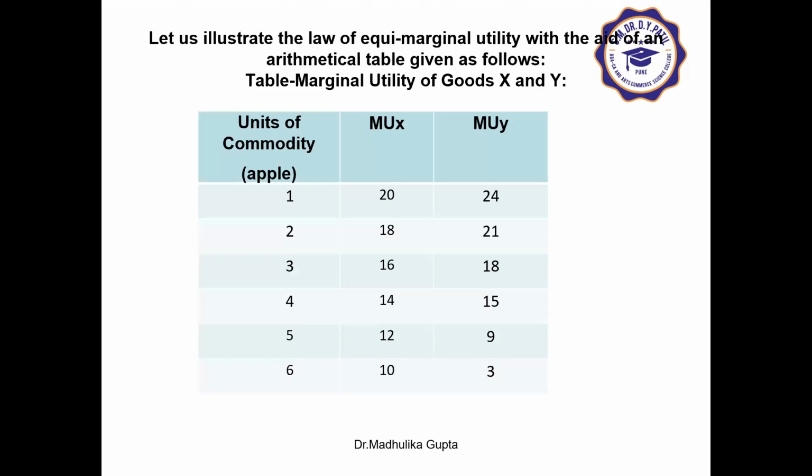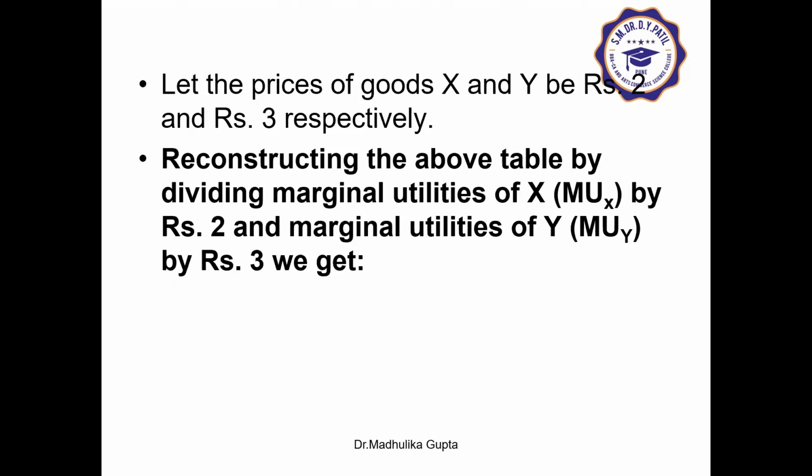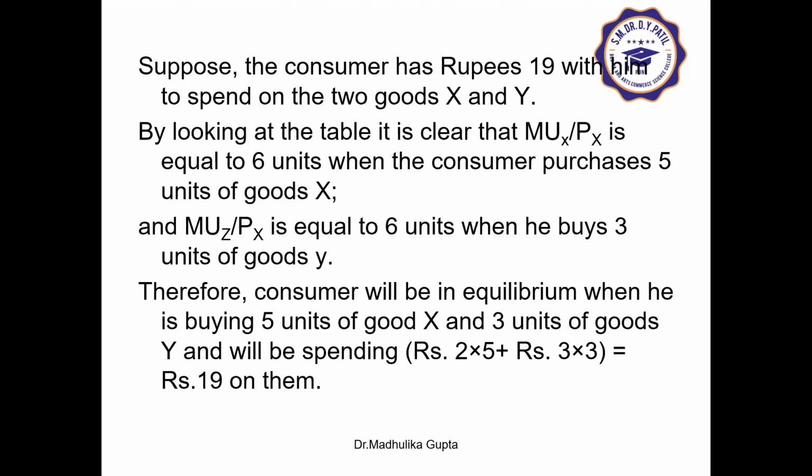Now, let us illustrate this law with a schedule, right? So, there are commodities of apple consumed. This is MU of X. This is MU of Y, right? So, let the price of X and Y be rupees 2 and 3 respectively. You know the MU figures, now you know the prices also, PX and PY. By looking at the table, it is clear that MUX by PX is equal to 6 units when the consumer purchases 5 units of good X.